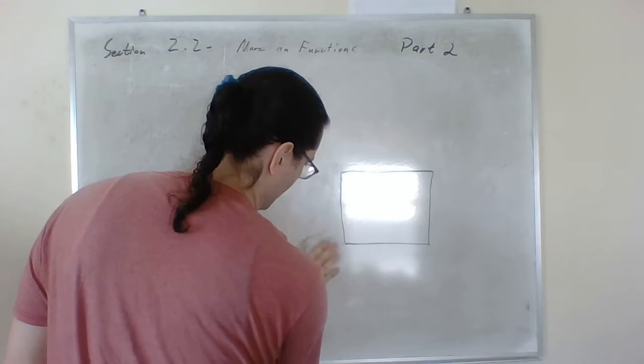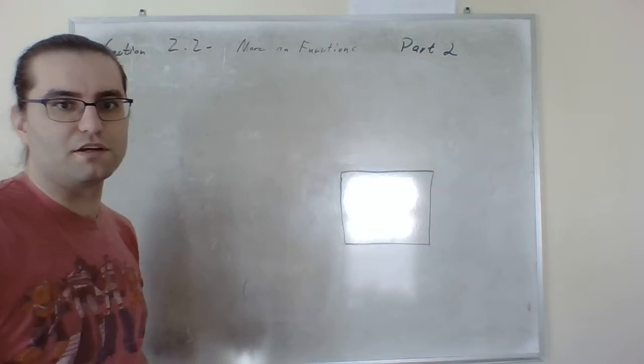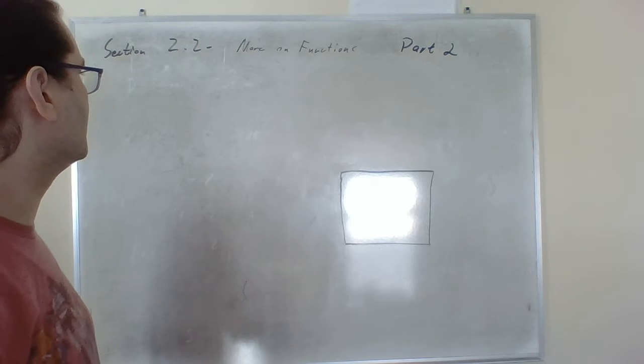I'm trying to keep this square here because that's where all the glare is. I don't want to write over glare, then it becomes unreadable.